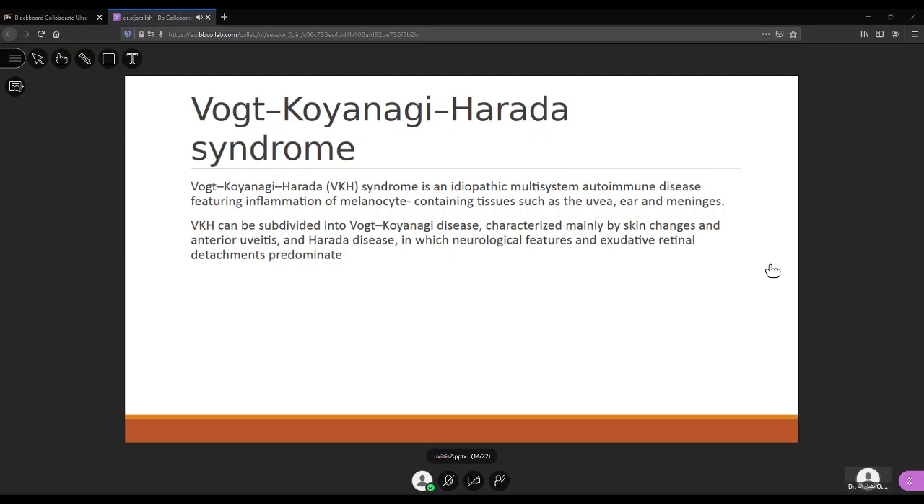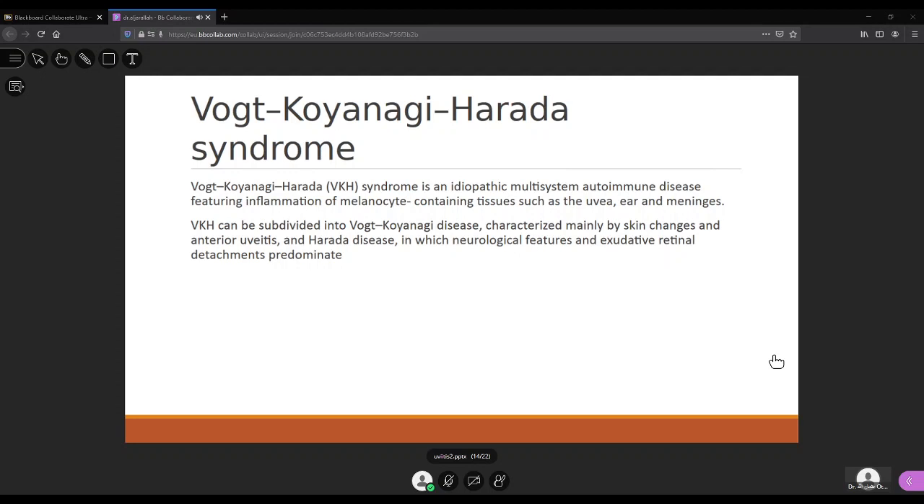It's called Vogt-Koyanagi-Harada disease, VKH. It's an idiopathic multisystem autoimmune disease. Features inflammation of melanocyte containing tissues such as uvea, ear and meninges.